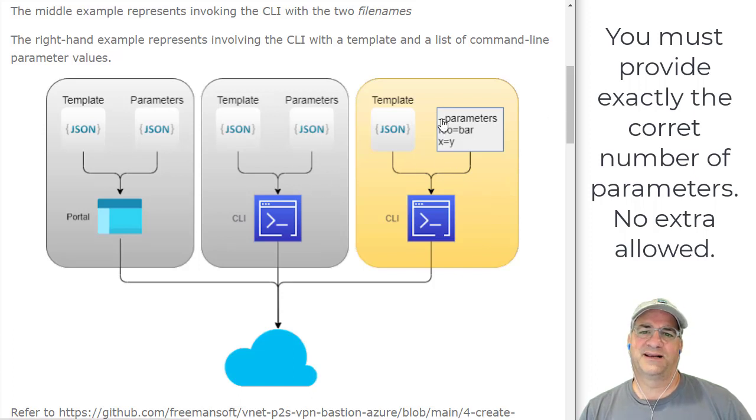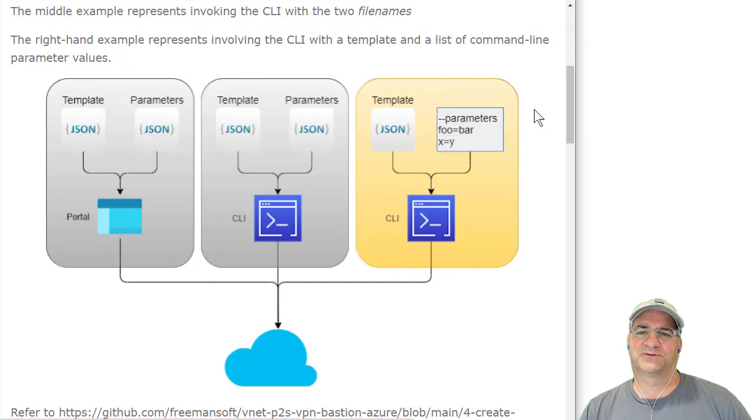And you can actually have as many of these --parameters command line options as you want. So if you wanted to pass in a standard JSON, you could go --parameters, the JSON file, and then --parameters, a set of parameters.